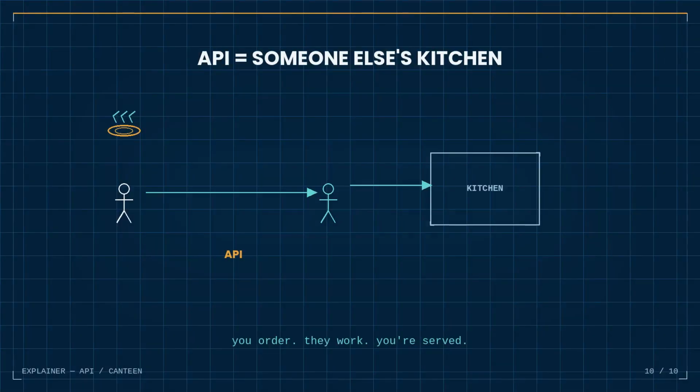You're not growing the rice, cooking the stew, or washing the plates. You're placing an order, and someone else's kitchen, someone else's system, does the work and serves you exactly what you asked for.